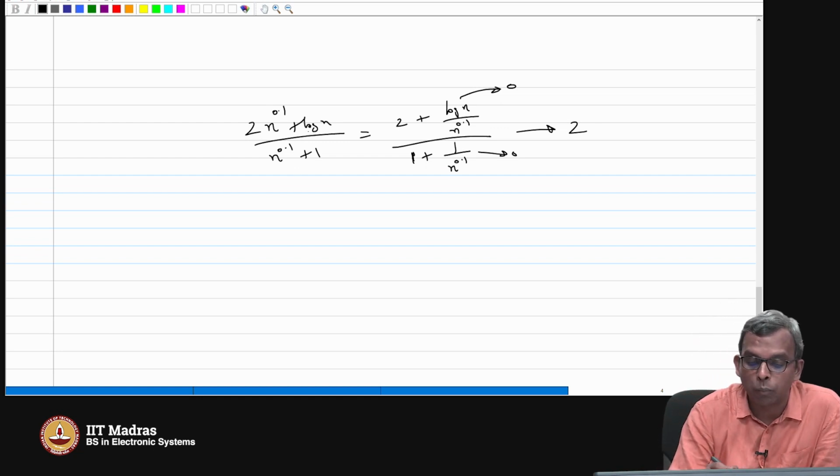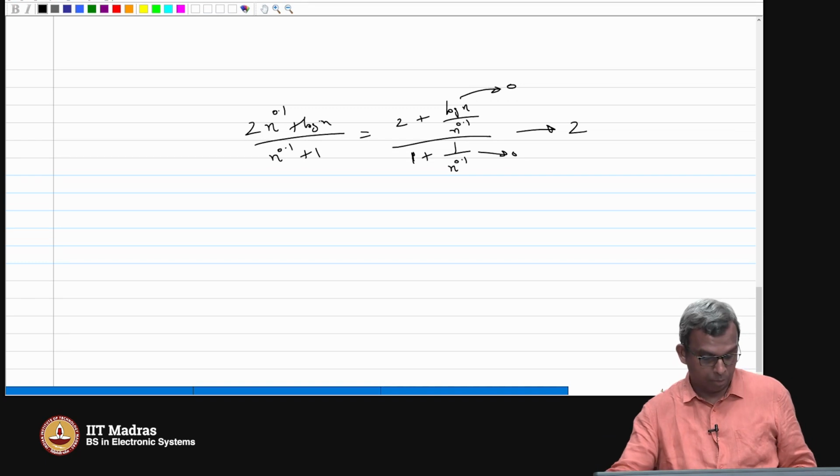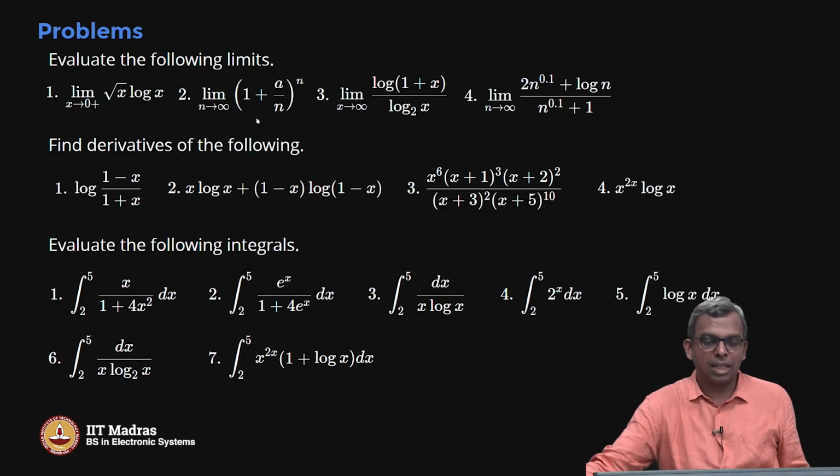Basically, you can ignore log n when compared to n^0.1. For really large n, you'll see n^0.1 will dominate log n. That's an important factor, remember. So that's about limits. We saw 4 problems, lots of interesting ideas. The moment you have log, there's so much more power you have, so many more problems you can deal with. So let's move on to derivatives.